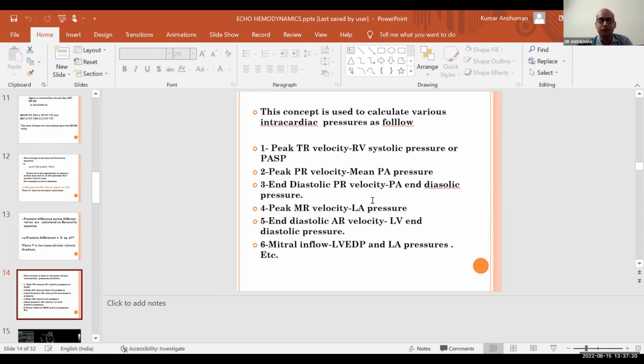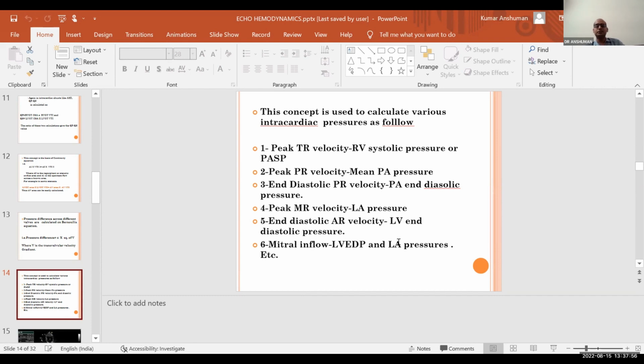You have to know where to apply pulse wave and where to apply continuity wave, and you go at the peak of the tracing, and you get all these things. You only need to know where you want to apply it and what you will get. So again, if you measure peak MR velocity, you will get LA pressure. If you measure end diastolic AR velocity, you will get LV end diastolic pressure. If you go for mitral inflow velocities, you will get LV EDP and LA pressures.